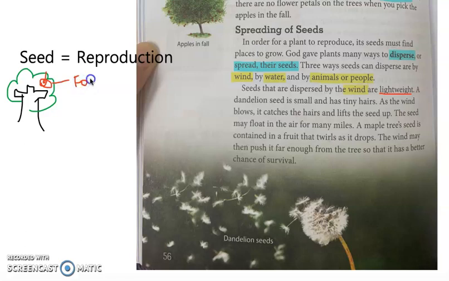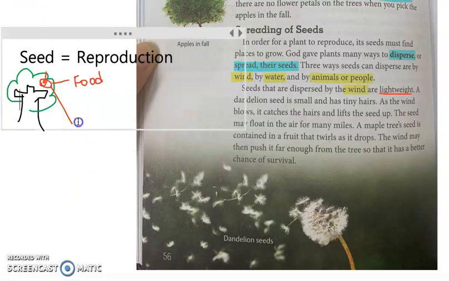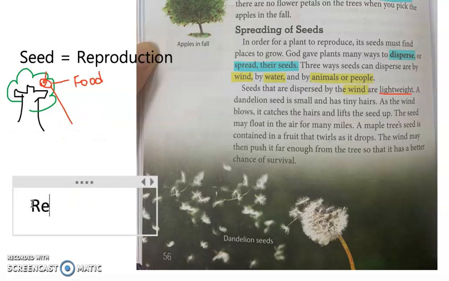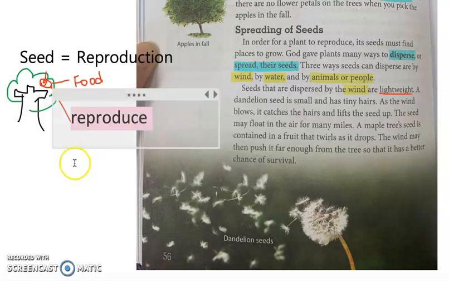Then what is the second purpose of having fruits or seeds? It's to reproduce. Reproduce means to make another apple tree like this. Oopsie, my writing is not that great, so let me do it again. I'm just going to write this. So the second purpose is to reproduce.